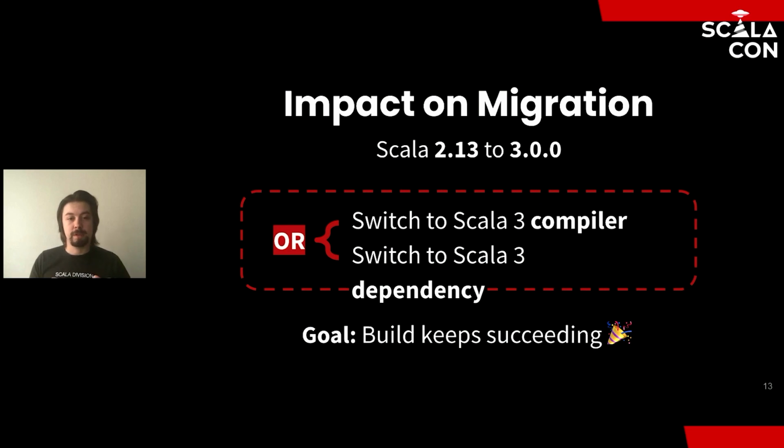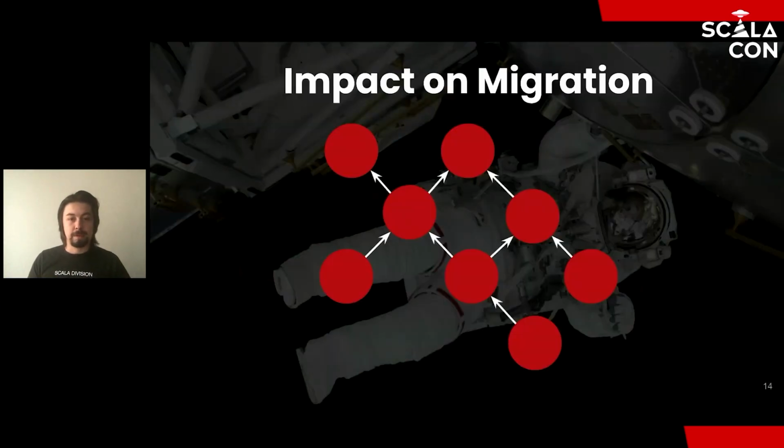build to keep succeeding. What this basically looks like is that, say we have a graph of projects that depend on each other. These are all compiled with Scala 2.13 and they're colored red. And then the white just means there's a dependency.